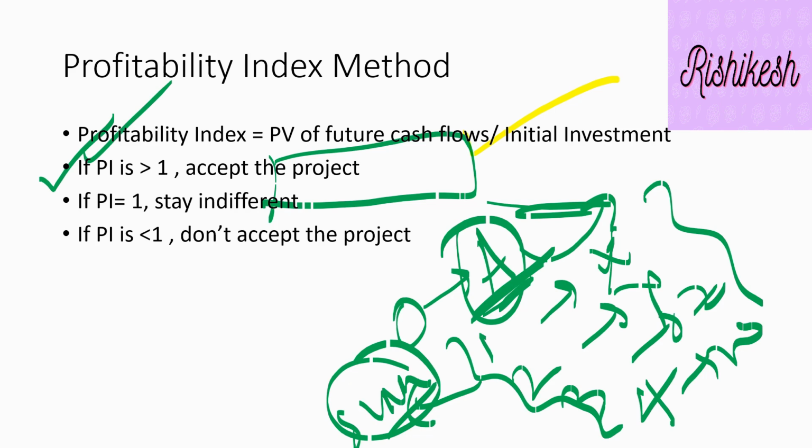And the decision rule is, if the profitability index is greater than 1, you accept the project. If the profitability index is equal to 1, you stay indifferent. If the profitability index is less than 1, do not accept the project.